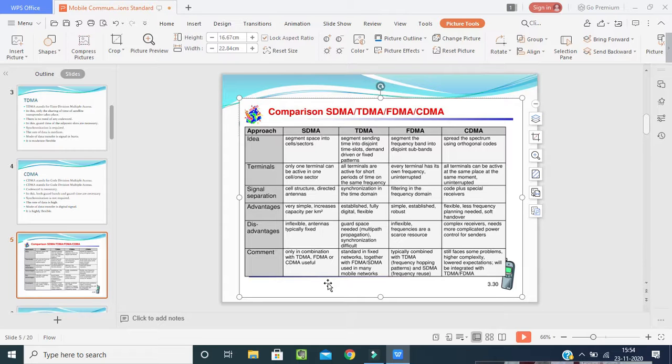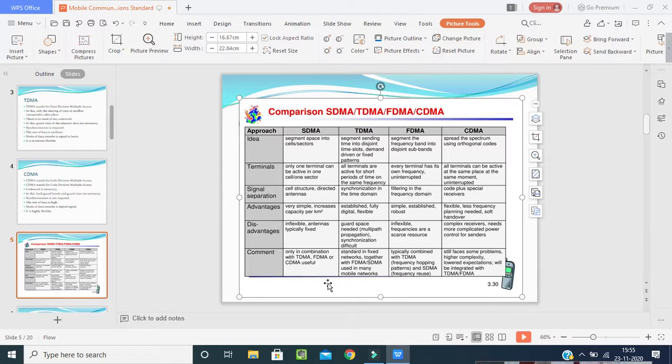It is flexible too, and it is having the guard space. I mean, guard space is needed, that means protection is needed, and synchronization is difficult. The standard is fixed networks, together with FDMA, and it is used in many mobile networks.